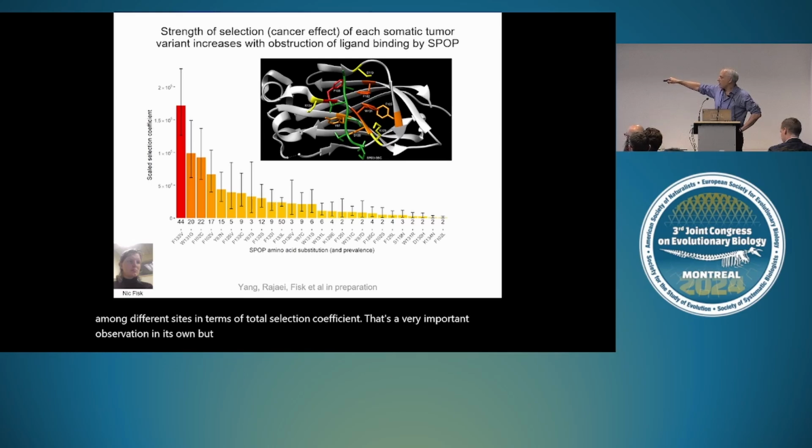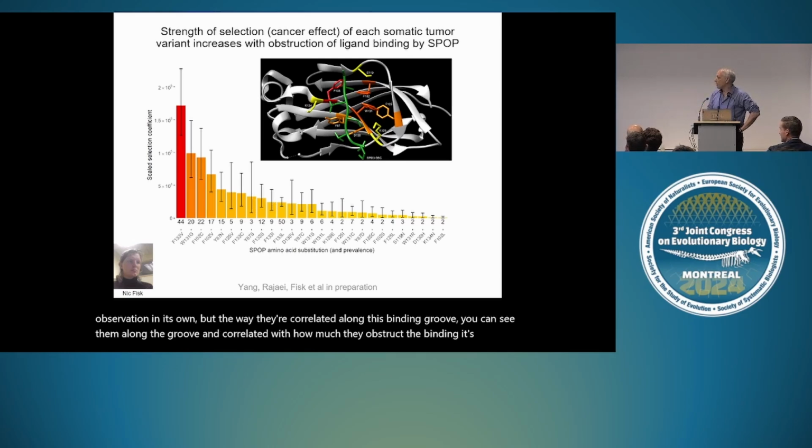But the way they're correlated along this binding groove, you can see them along the groove and correlated with how much they obstruct the binding. It's just a beautiful result. All this just from human tumor sequence data, nothing else.